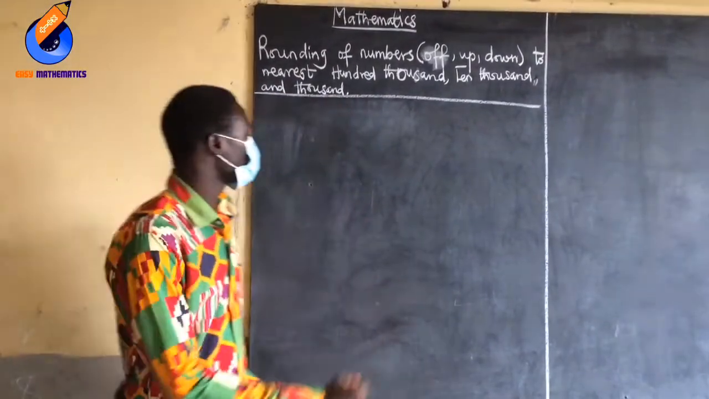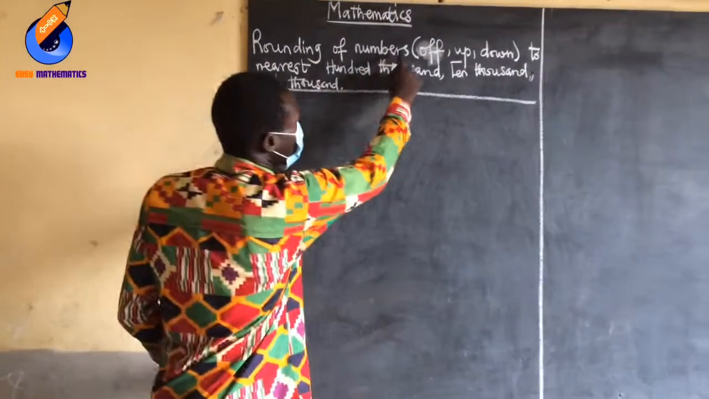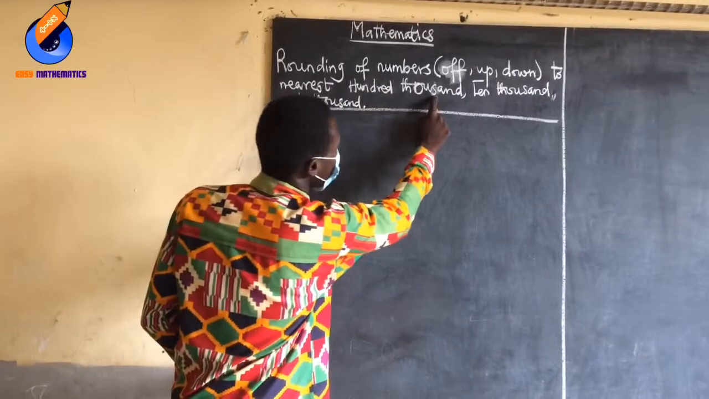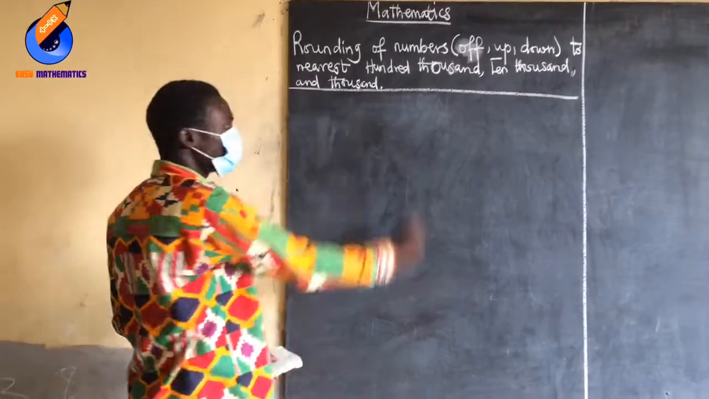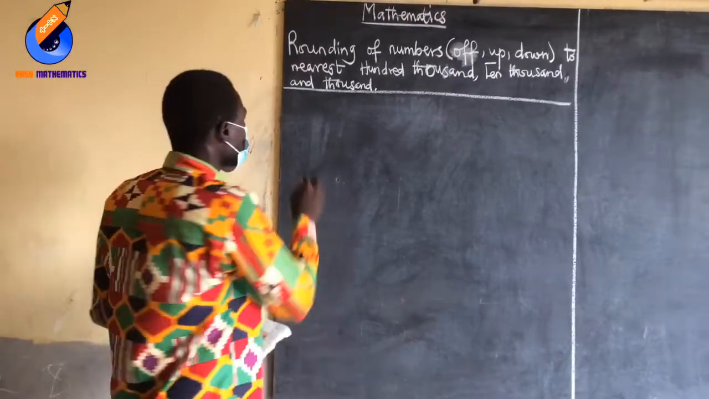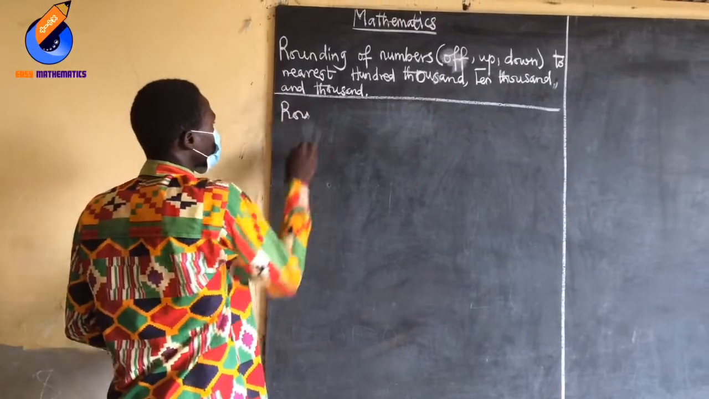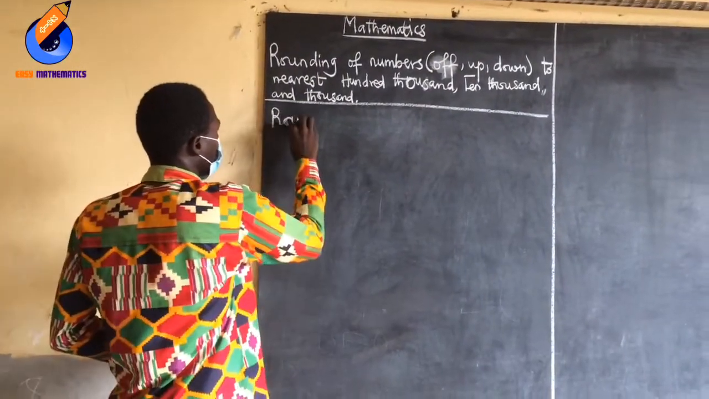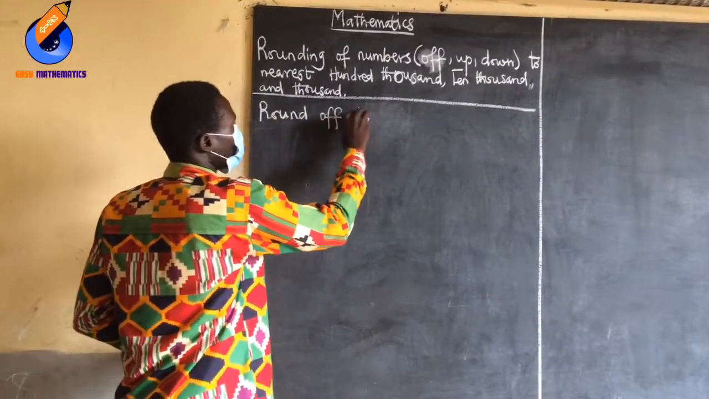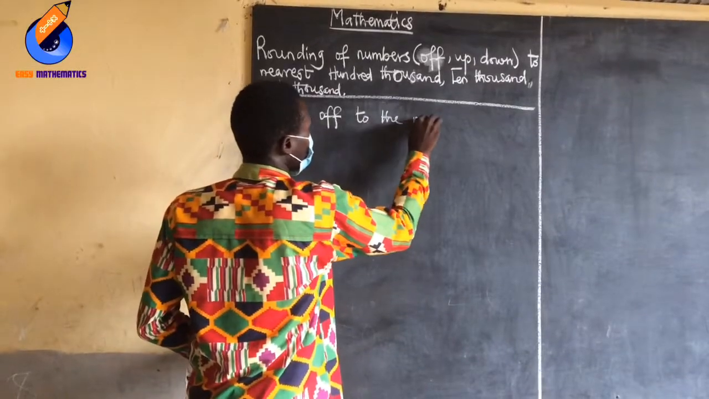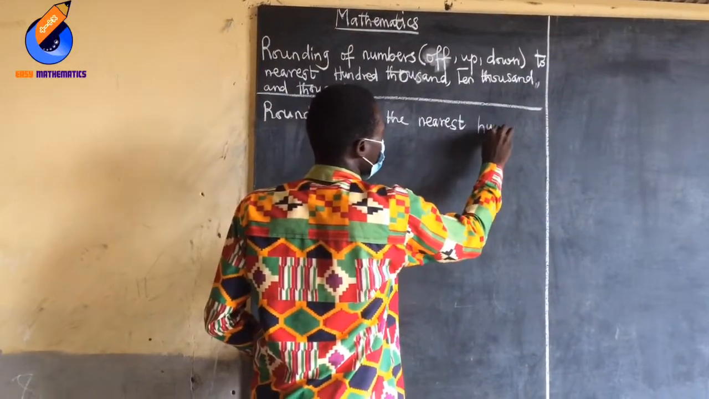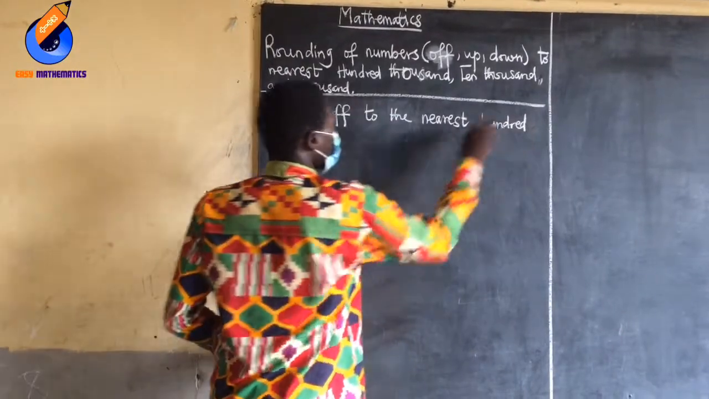Today, we want to talk about rounding of numbers off, up, and down to the nearest 100,000, 10,000, and 1,000. That is today's discussion. So let's say we are to round off to the nearest 100,000.